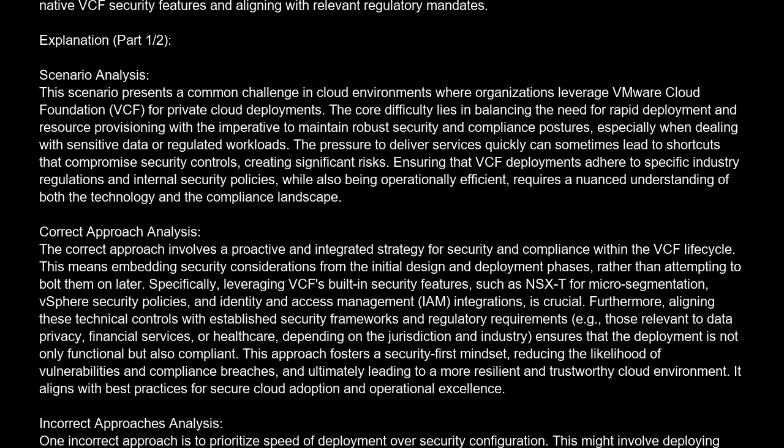Incorrect approaches analysis. One incorrect approach is to prioritize speed of deployment over security configuration. This might involve deploying VCF with default security settings or skipping critical hardening steps to meet aggressive timelines. This failure directly contravenes the principle of least privilege and defense in depth, leaving the environment vulnerable to unauthorized access, lateral movement, and data exfiltration.